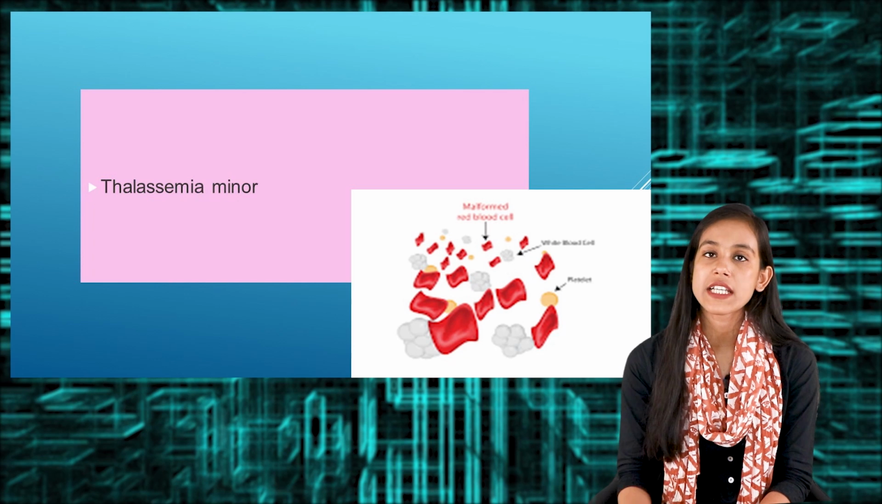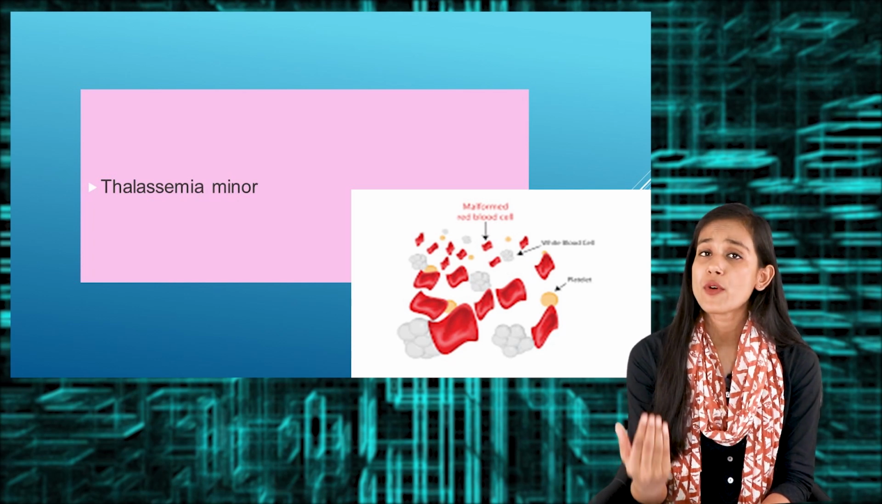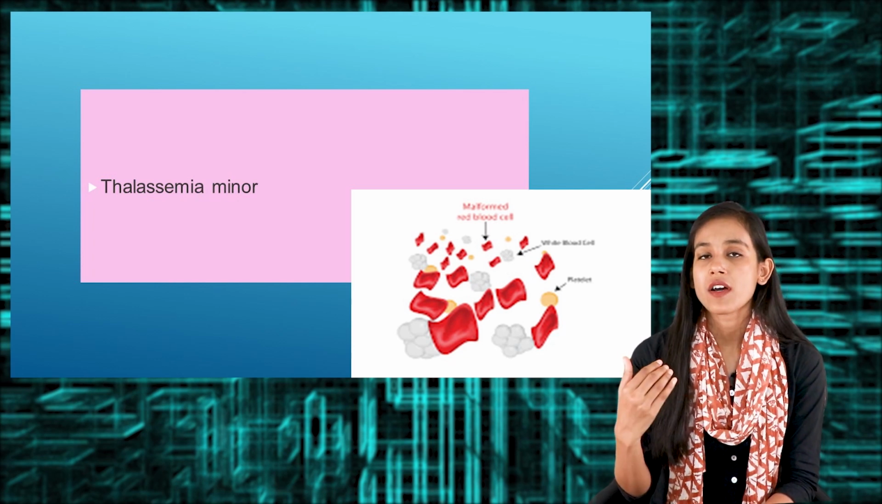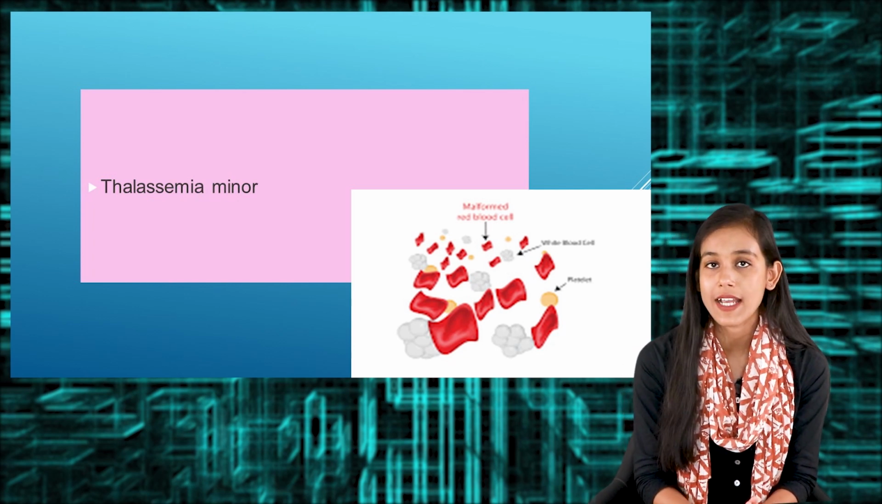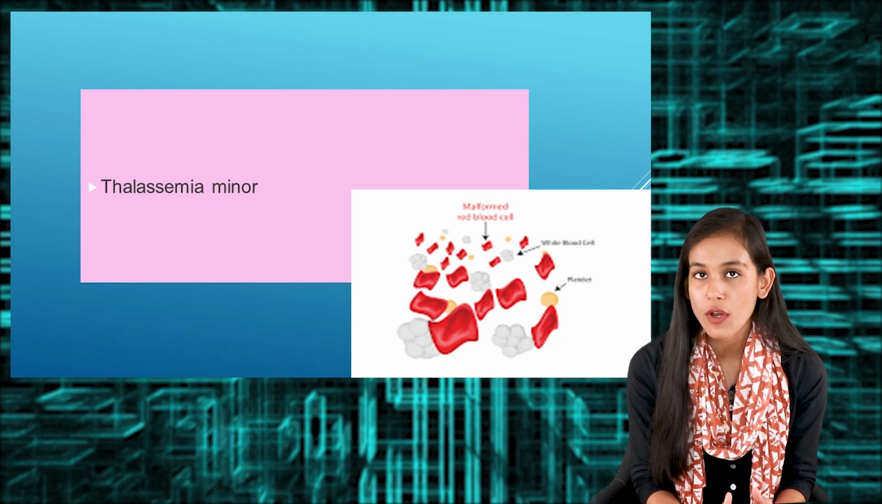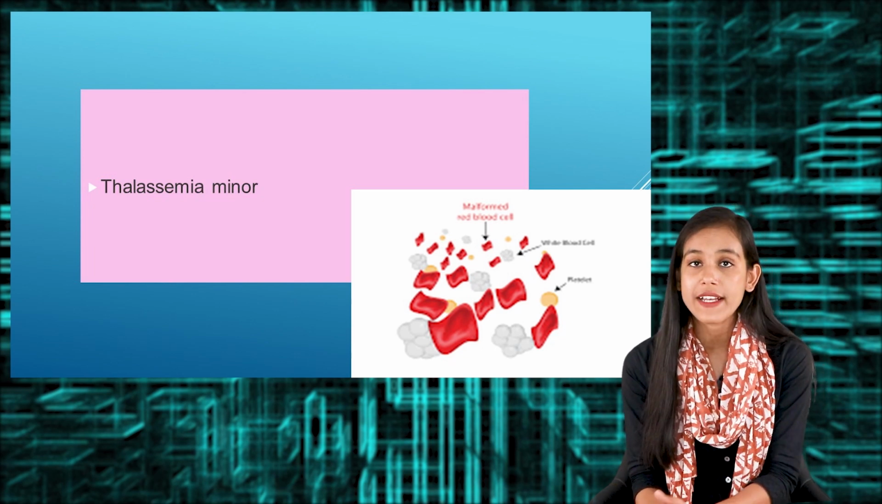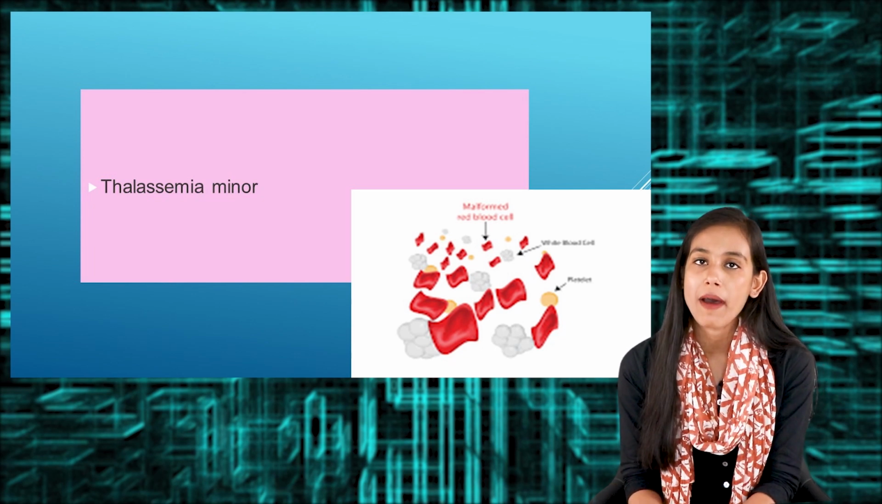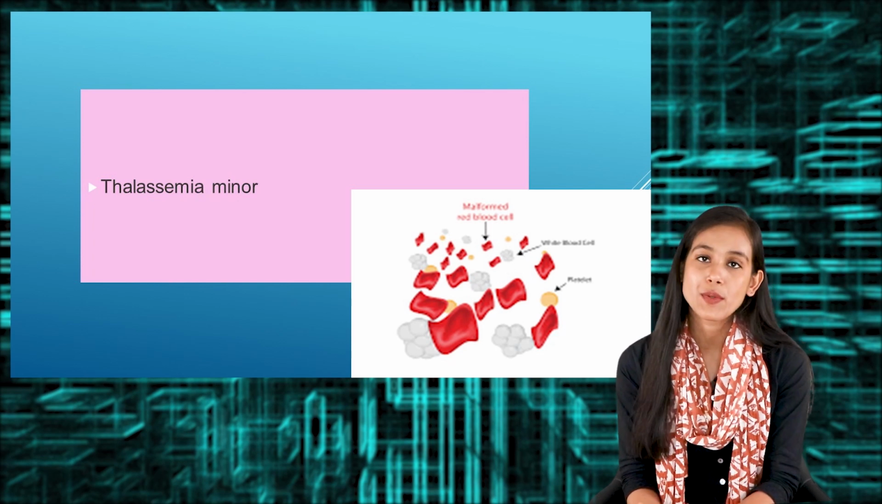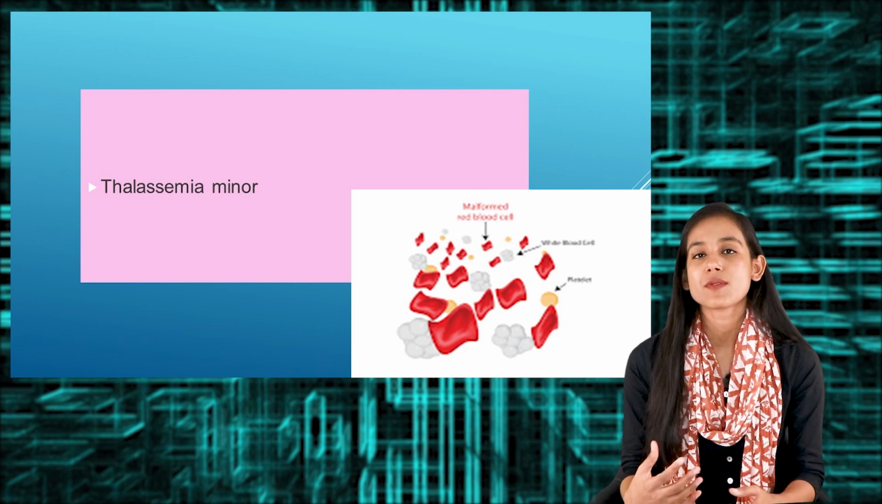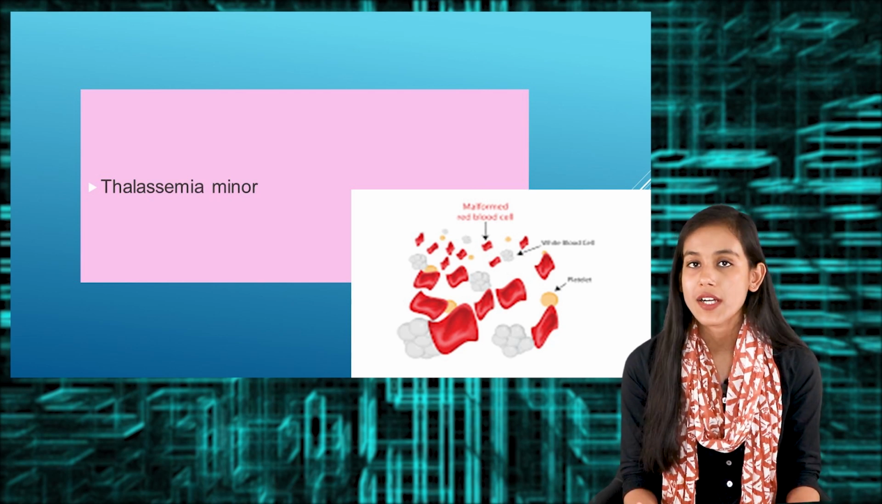The child would receive one mutated gene from only one parent, so the other gene would be healthy. And as we have already discussed, it is a recessive disorder, so both genes have to be mutated. Now here in thalassemia minor, we will have only one mutated gene. So that means here mostly the child will be a carrier. So that's all about the types of thalassemia.